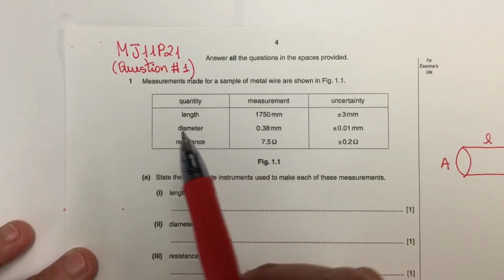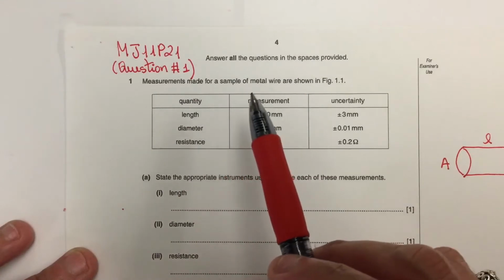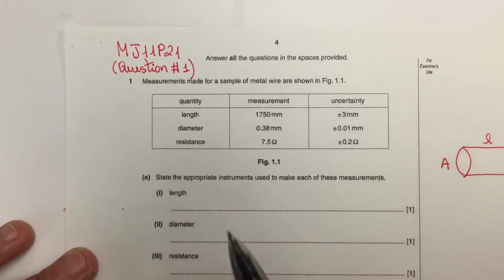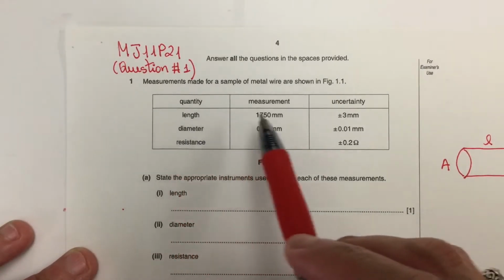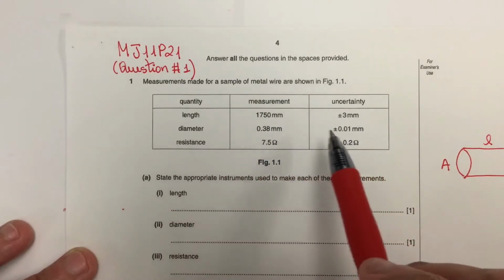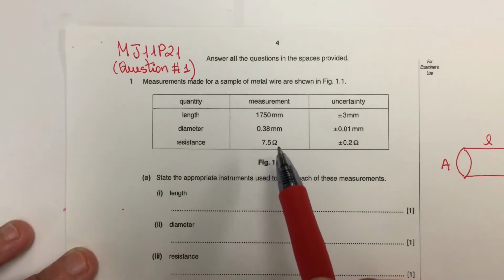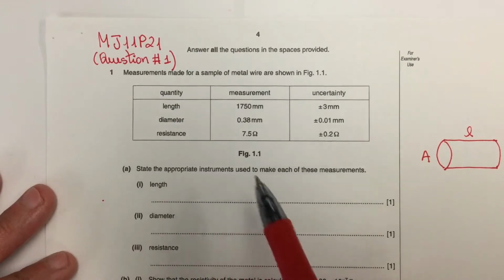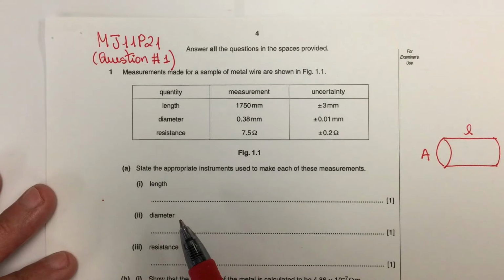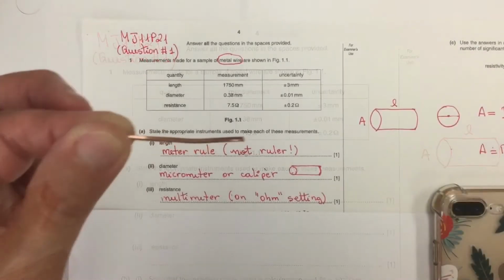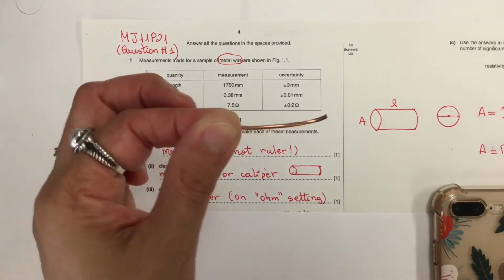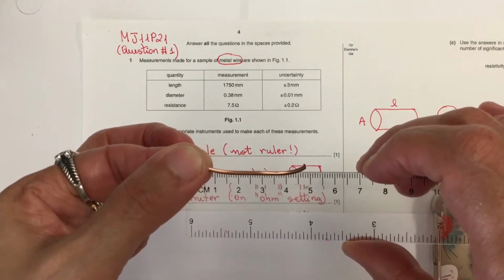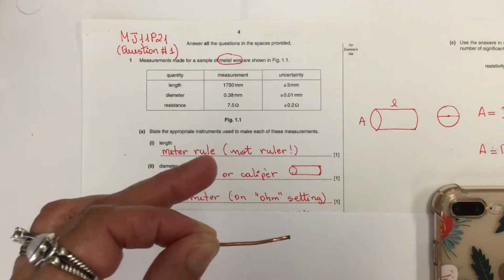This table provides the measurements for a sample of metal wire for length, diameter, and resistance. The measurement for the length with its uncertainty, diameter, and resistance. This first question is related to the appropriate instruments used to measure length, diameter, and resistance. This is a metal wire, and I can use a ruler to measure its length. So meter rule, not a ruler.